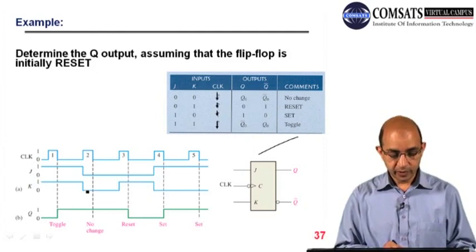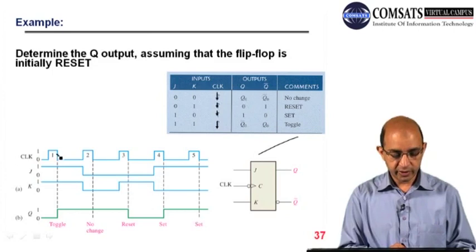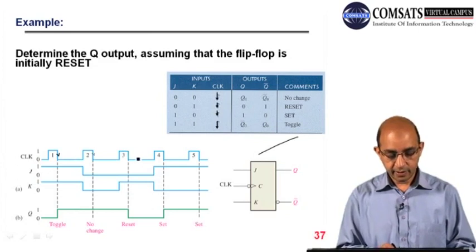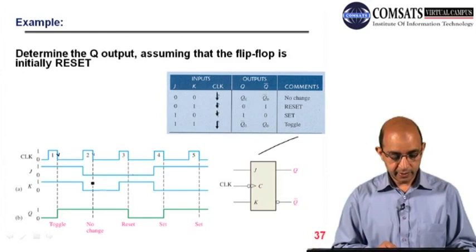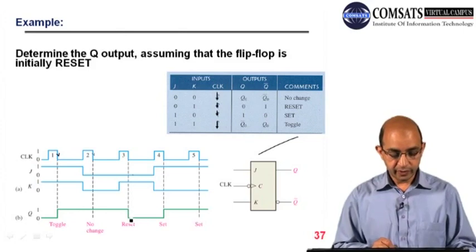So it will remain 1 because here we have the falling edge. So this is the falling edge. So here again you can see that we have J 0, K 0, no change. And again here we have J 0, K 1, so the flip-flop has to reset, so we will have 0 at the output.